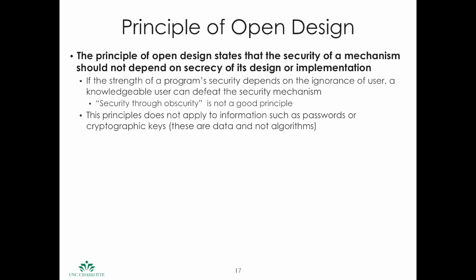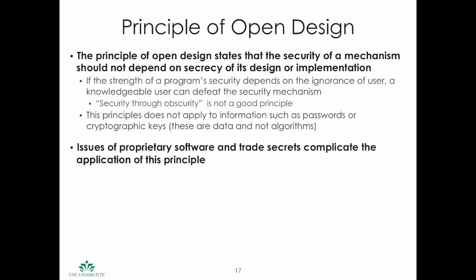The principle of open design states that the security of a mechanism should not depend on secrecy of its design and implementation. What this means is that the designers and implementers of a program must not depend on secrecy of the details of their design and implementation to ensure security. In other words, security through obscurity is not a good design principle. This design principle does not apply to information such as passwords or cryptographic keys. Firstly, because these are data and not algorithms, and they do need to be secret.